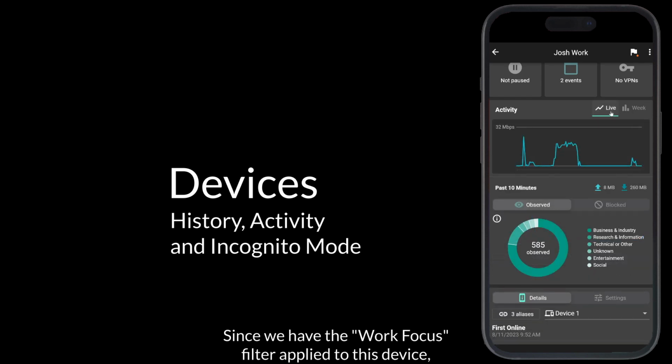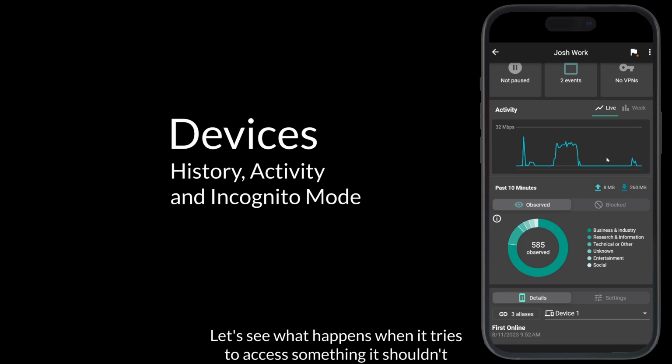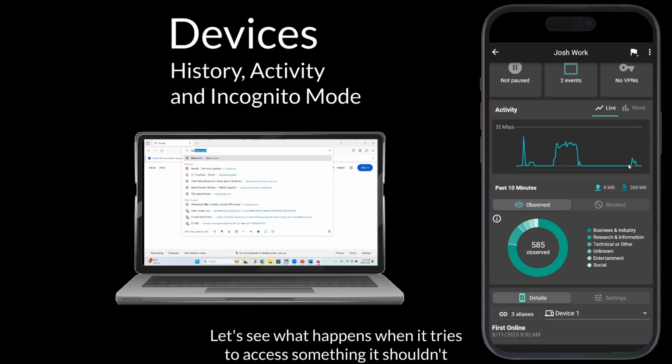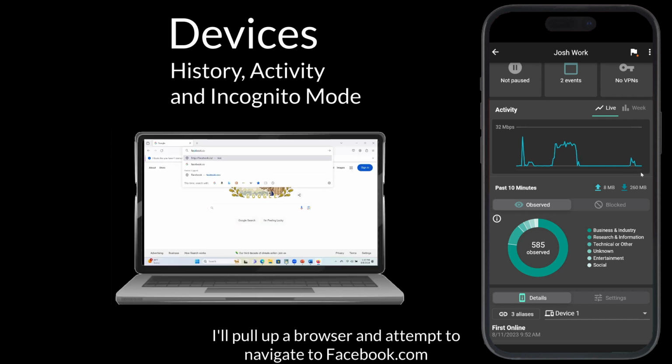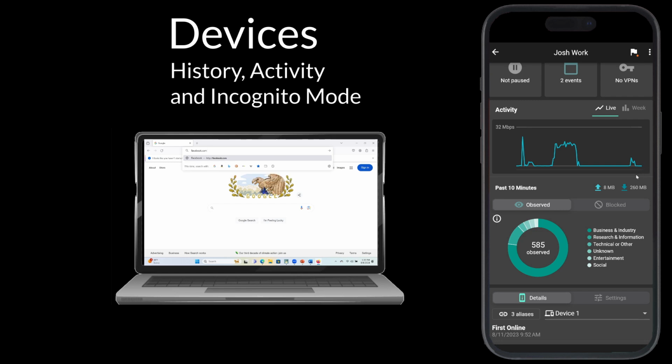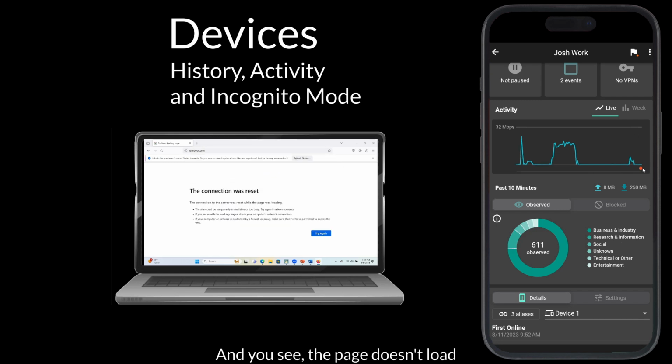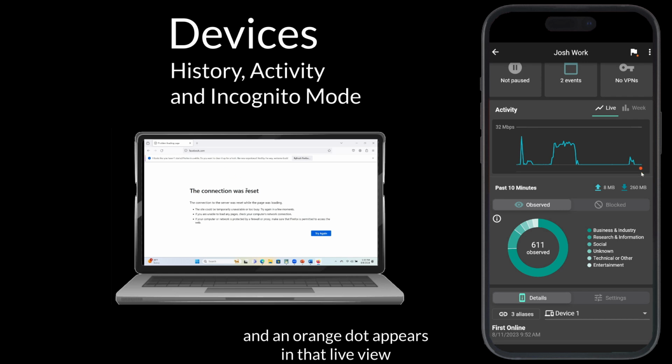Since we have the Work Focus filter applied to this device, let's see what happens when it tries to access something it shouldn't. I'll pull up a browser and attempt to navigate to facebook.com, and you see the page doesn't load, and an orange dot appears in that live view.